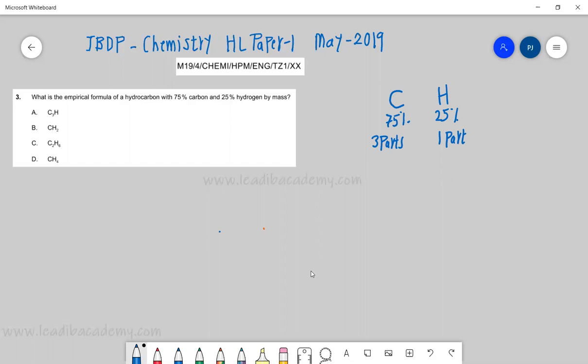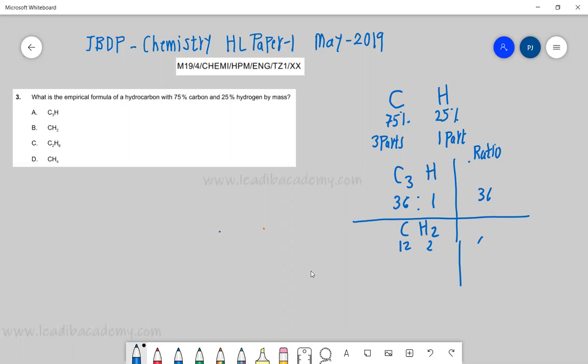So the first option A specifies C3H. What is the atomic mass of carbon? 12. So 12 into 3, 36. Hydrogen is 1. Obviously this ratio is 36, so this is out. I'm just saying, let's put the ratio. So the ratio in this case is 36. Now let's look into the next one, option B, CH2. Carbon is 12, hydrogen is 2, ratio is 6, out.